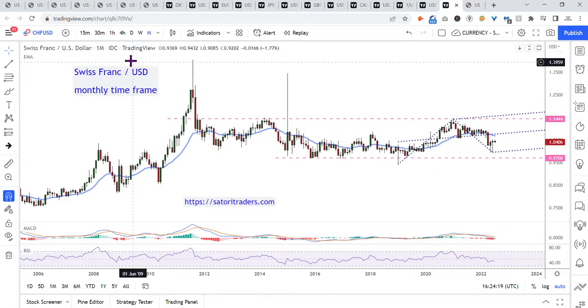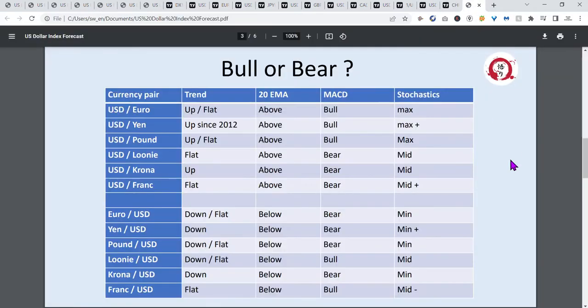Opposite chart, this is the franc relative to the US dollar, and nothing really to see there. It's just the opposite of the chart we looked at. So I wanted to see, could I make an objective assessment of these currency pairs and glean any information from that. And so in this table, we're looking at each of the currency pairs and then four factors: the technical uptrend, the 20-period exponential moving average, MACD in bull or bear mode, and then stochastics.